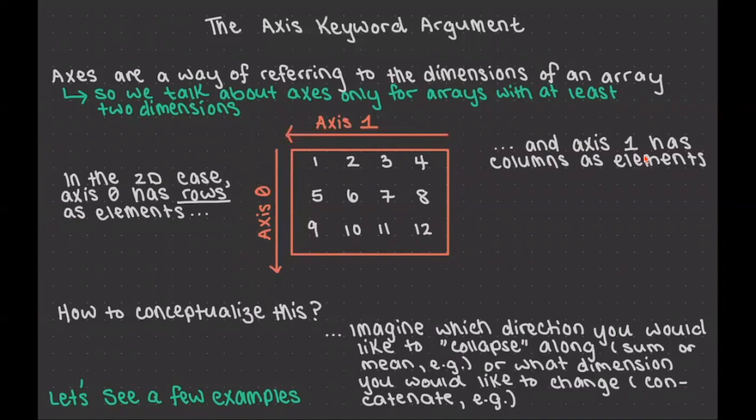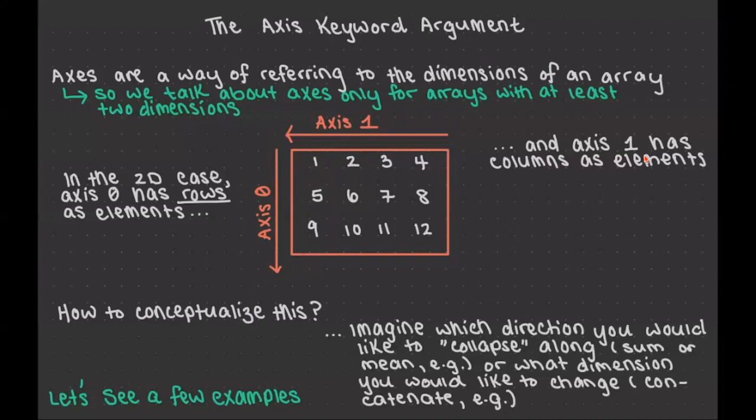So for instance, if I wanted to add up these 4 elements, I'd be moving in this direction, so I want to use axis 1. If I want to add up 1, 5, 9, for instance, then I'd want to use axis 0 because I'm moving in this direction. So I've already talked a little bit about it, but how do we conceptualize this idea?